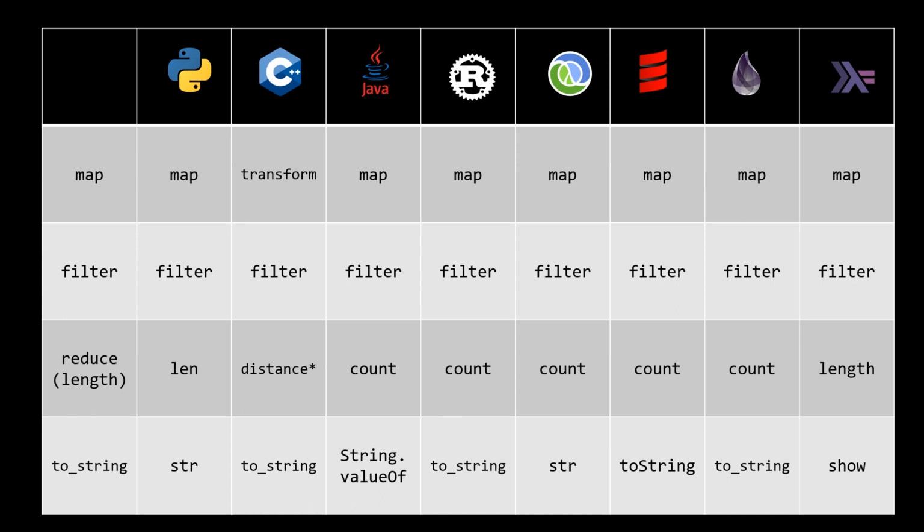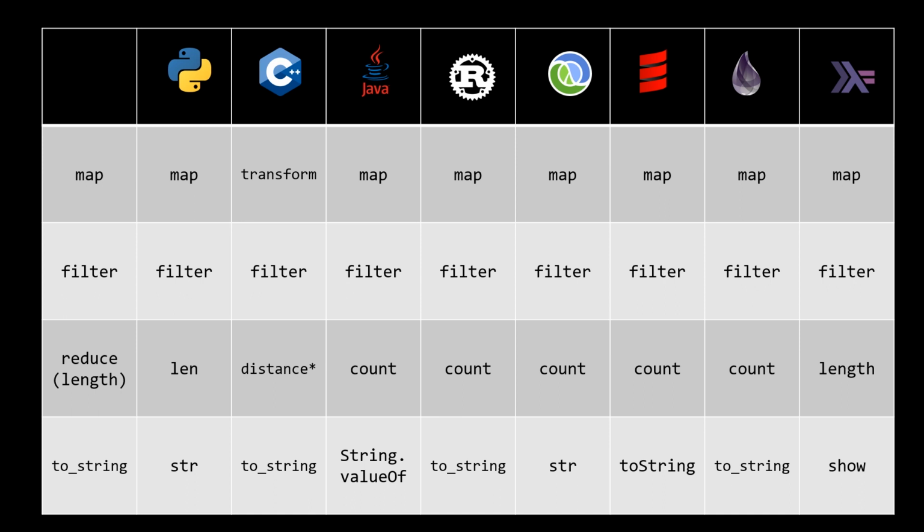C++ has an algorithm in C++24 called distance, but we're going to hand roll our own so that we can use the pipe operator. And Python has len, which is short for length. And finally, for the toString methods, for Python and Clojure, it's str. For C++, Rust, and Elixir, it's to_string. For Java, they have String.valueOf. And for Haskell, they have show.